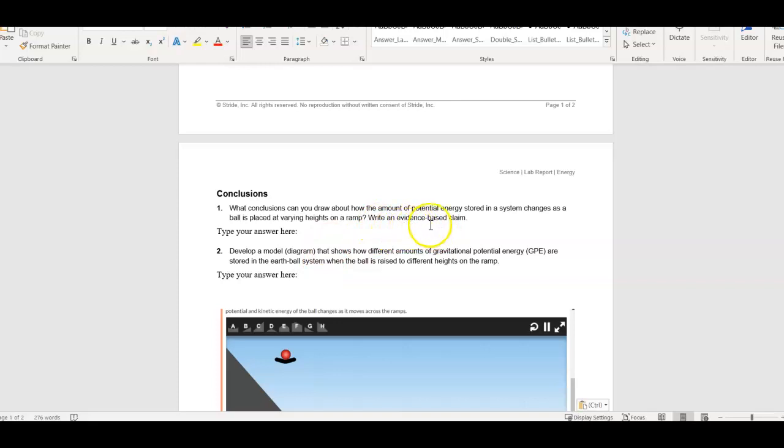So write an evidence-based claim. That's what that means. So using the data I collected, I saw that the mass of the ball didn't matter, but the ball that was dropped from the highest height went the fastest. And you could plug in some of your data there. So then it's not just one sentence. Your conclusion is about 3 to 5 sentences. They're complete sentences. Make sure they make sense. If you're typing them in, make sure you spell check.